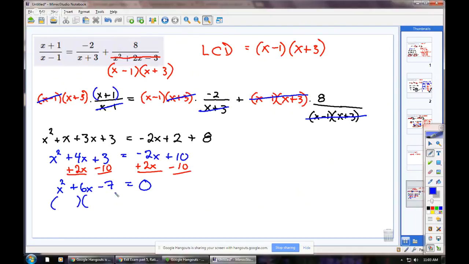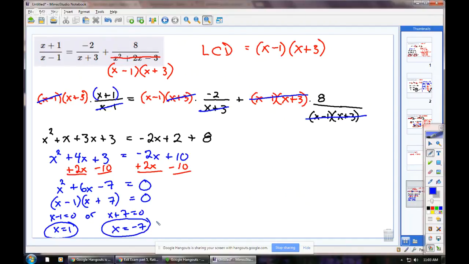Let's check. X squared is x times x. 7 is 1 times 7. And this would have to be a positive 7 and a minus 1. Minus 1 plus 7 is 6. Minus 1 times 7 is negative 7. Check. So that tells me that x minus 1 is 0, so x equals positive 1. One possible answer. Or x plus 7 equals 0, so x equals negative 7 is another answer. Is this true? I do not know yet. I got to plug them in and see.